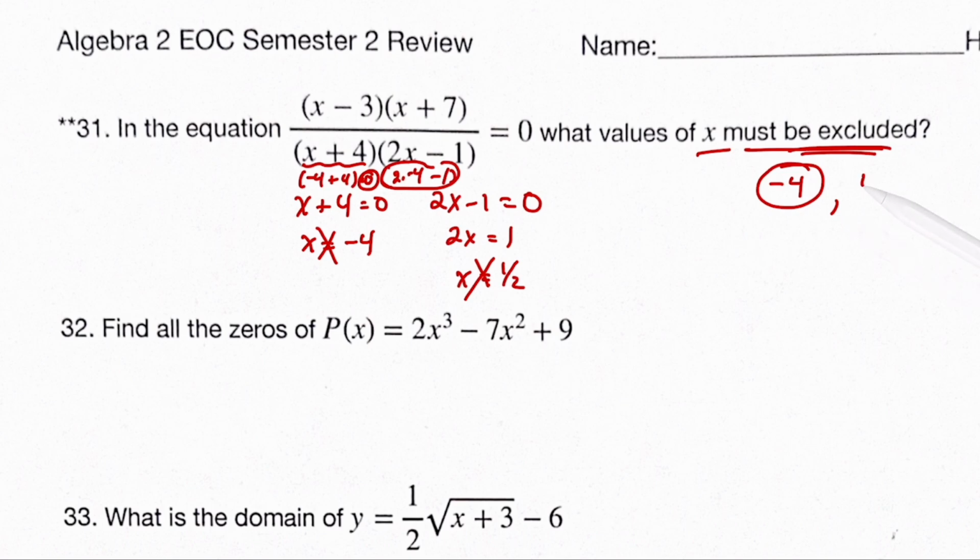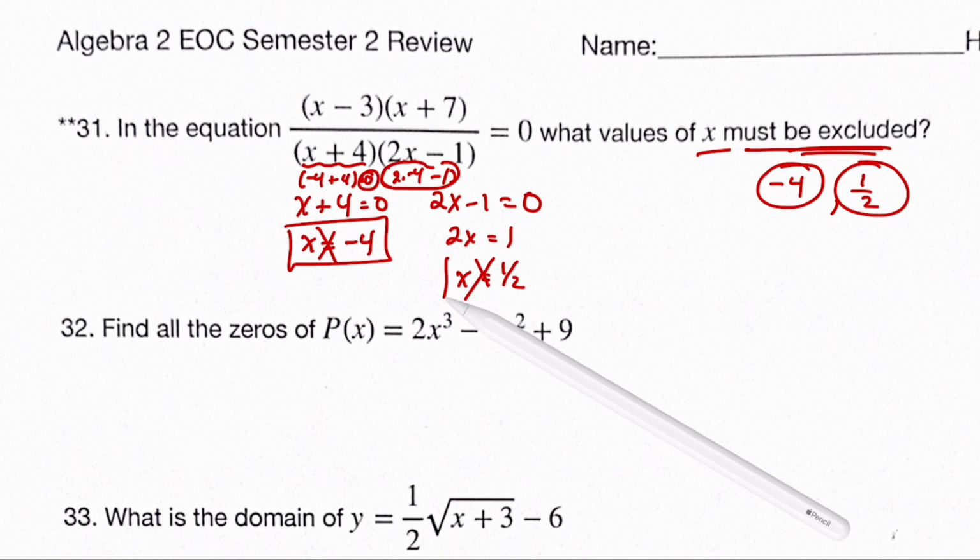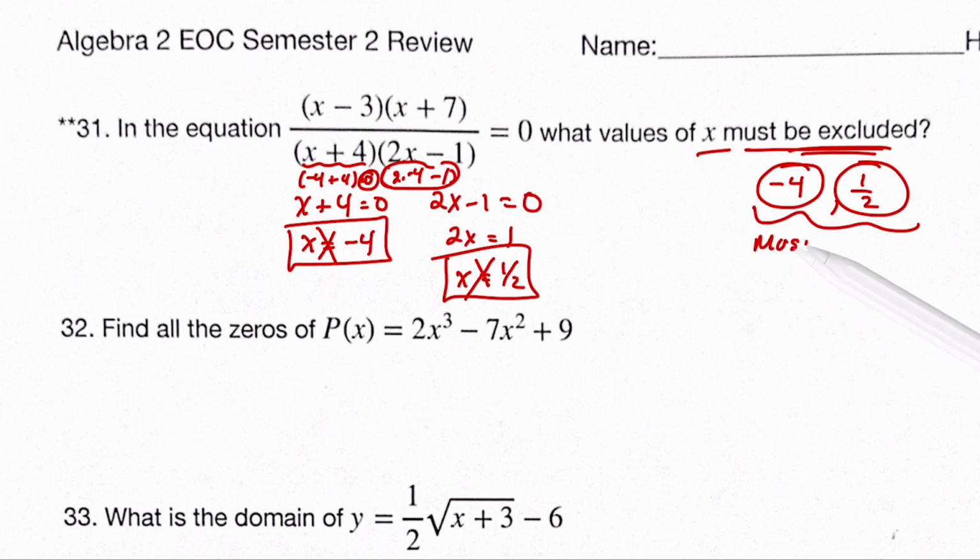Can't do that math. So we have to make sure we don't include any x values that make the denominator 0. So negative 4 and a half must be excluded. If we ever solved it and got those for an answer, we'd have to say no, they really can't be our answer. They are excluded from our domain.